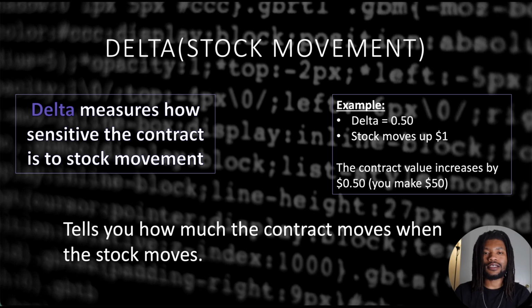So like in the last example, we used a contract that was $2. If that $2 contract went up by 0.5, it would be $2.50. But if we multiply that by 100, because we have 100 shares in each contract, that would be $250. So you put $200 into the trade, the stock moved up $1, so now you have $250 in that trade. If you take your money out, you would have made $50.